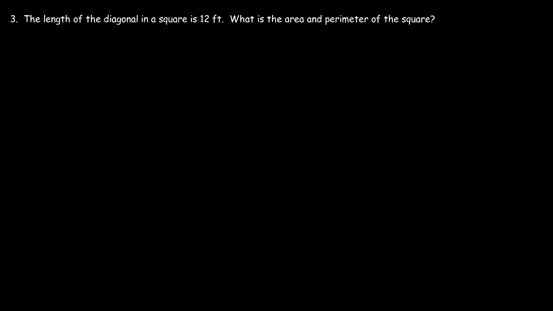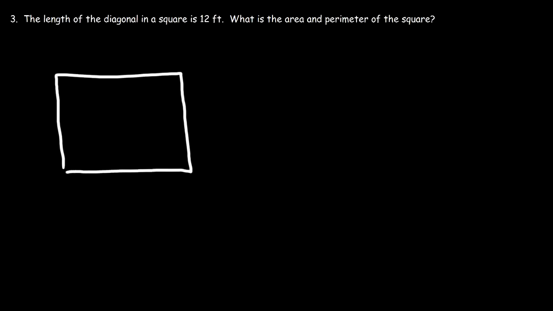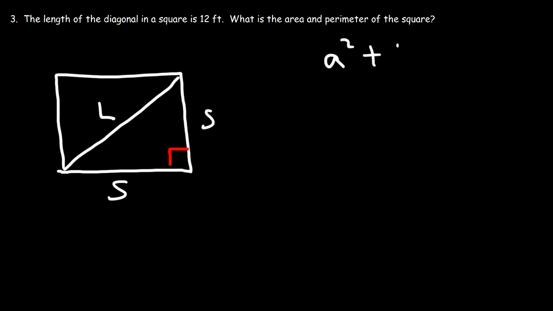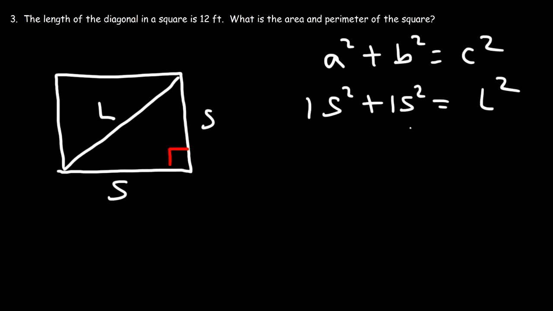The length of the diagonal in a square is 12 feet. What is the area and perimeter of the square? So if we're given the length of the diagonal, let's call it L, how can we find the side length s? Notice that this forms a right triangle. And so we could use the Pythagorean theorem, a squared plus b squared equals c squared, where c is the hypotenuse. a and b, they're both equal to s. So we have s squared plus s squared is equal to L squared. And so 1s squared plus 1s squared is 2s squared.